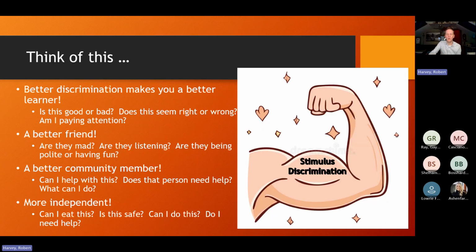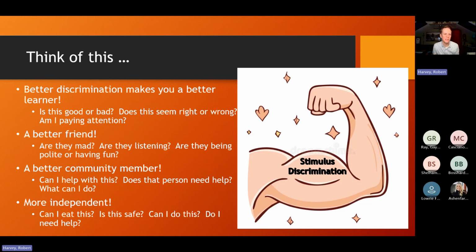All right, so I want you to really think about this concept here. Again, like we started with some buy-in, and I want to go back to some buy-in. So when we think about stimulus discrimination, better discrimination makes you a better learner, right? So the better you can discriminate, the more quickly you will learn things. Once you can start saying, does this seem right or does this seem wrong? Does this make me feel good about myself, or does this make me feel bad about myself?